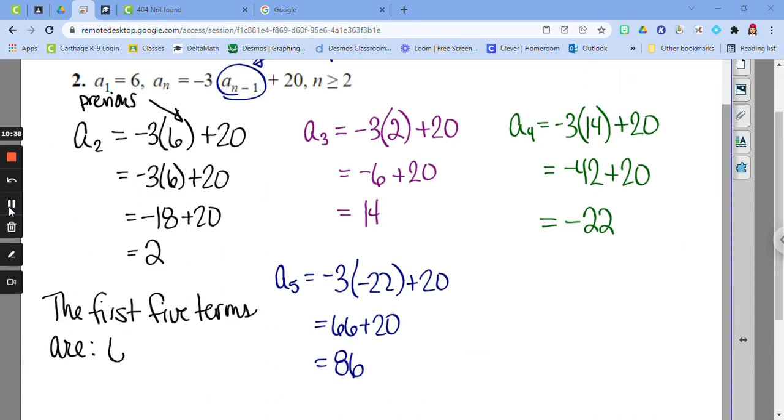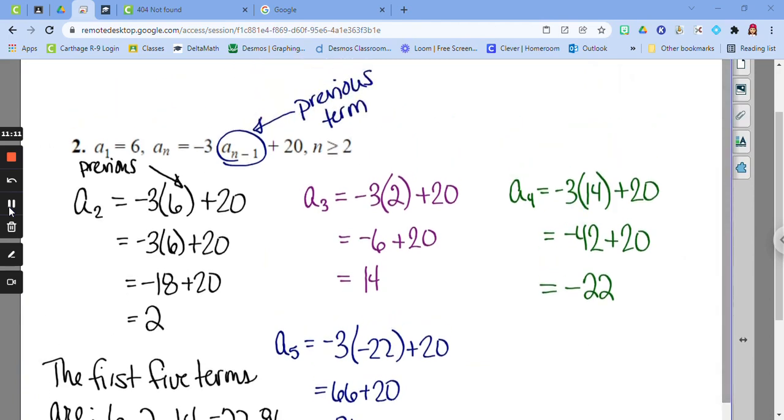Six, 2, 14, negative 22, and 86. Again, recursive notation works when it's not necessarily a geometric or arithmetic sequence, but it gets very tedious because you have no way to go through and find, other than just continuing out the sequence, to get something further down the line. Okay.